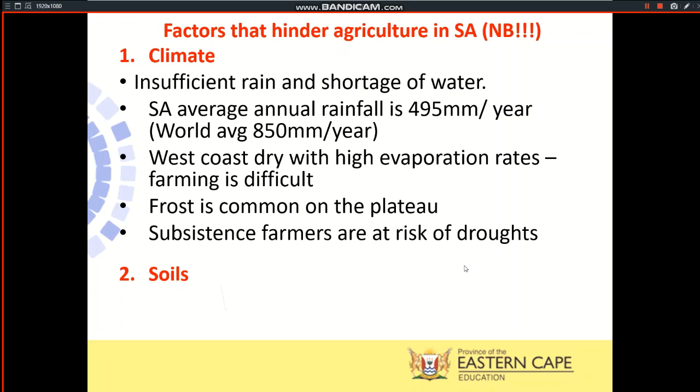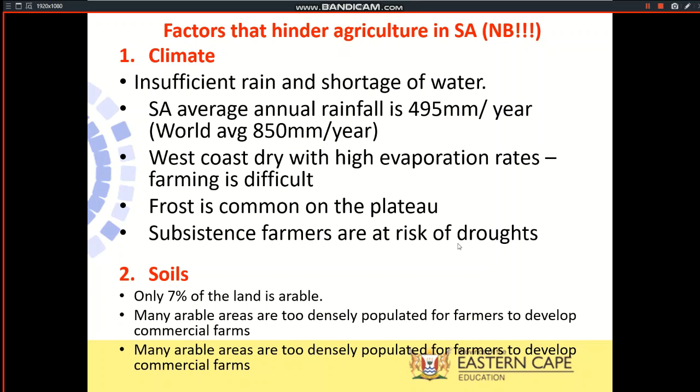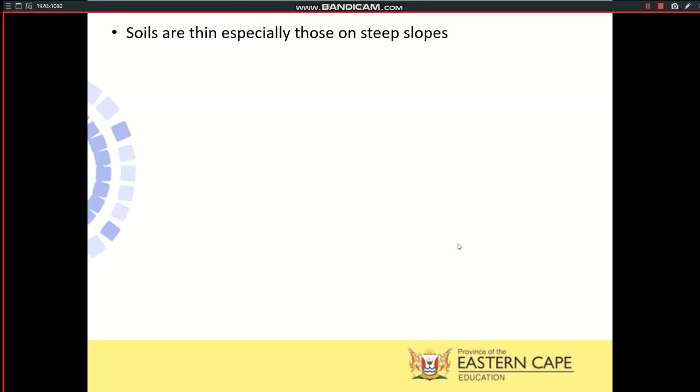The soils: only 7% of the land is arable. Many arable areas are too densely populated for farmers to develop commercial farms. Soils are thin, especially those on steep slopes.